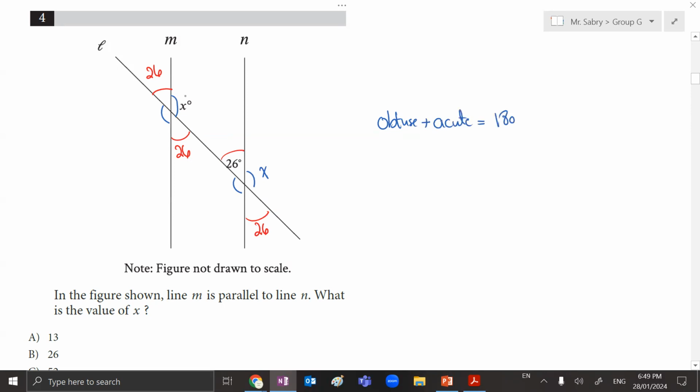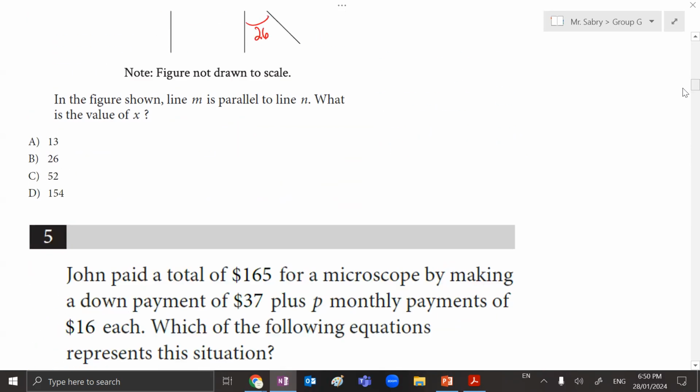So, for example, here, because they want me to find x, and clearly x is an obtuse angle, and I'm given 26, which is an acute angle, all I'll need to do is 180 minus the 26, and that should get me the answer of 154 degrees, which is D, sorry.